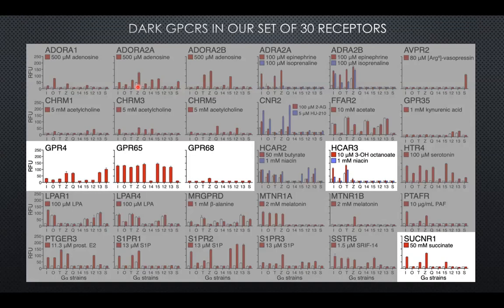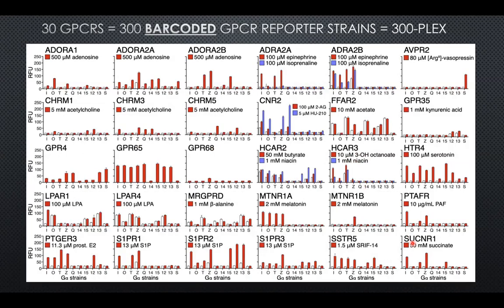Of these 30 receptors, 5 are in the dark set of GPCRs, which is why we're here today. This is what we're interested in. GPR4, GPR65, and GPR68 are the proton sensing receptors. This is hydroxycarboxylic acid receptor 3. I'm going to talk mostly about that today, and the succinate receptor, which I'm not going to talk about. So now we sit with 30 GPCRs, 300 barcoded strains. The strains are barcoded with the receptors. They're barcoded with the G alpha subunits.